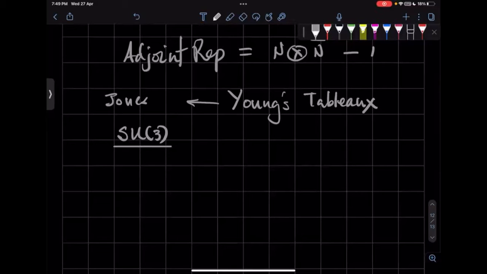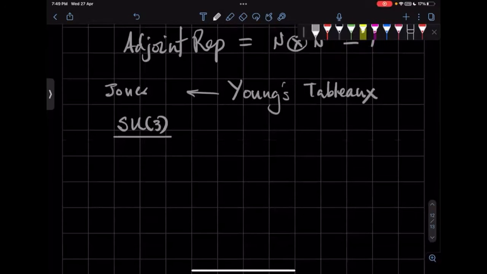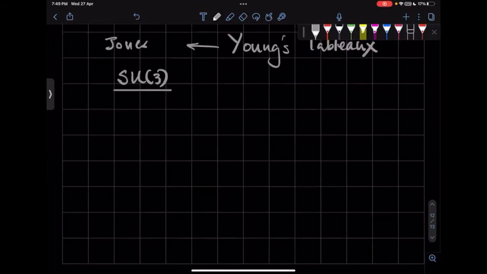So SU3 is the next group after SU2 in the progression of special unitary groups, and it's a group which has a lot of applications in physics, and historically it had a huge impact on particle physics. So I'm going to use representation theory, but the examples will be drawn from particle physics. So first of all, what is the dimension of SU3? Can someone tell me?